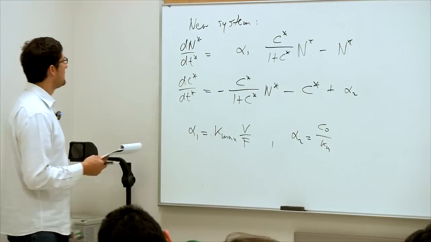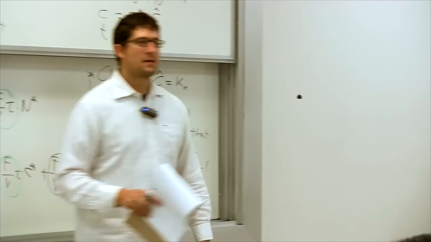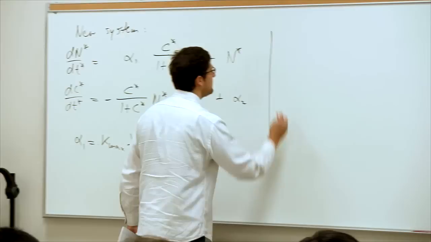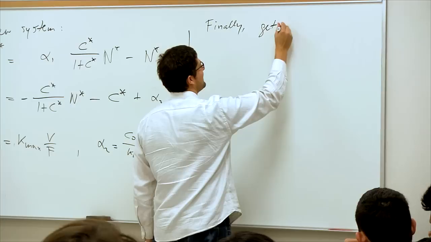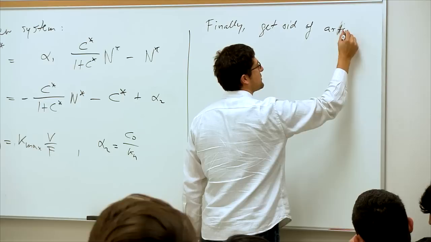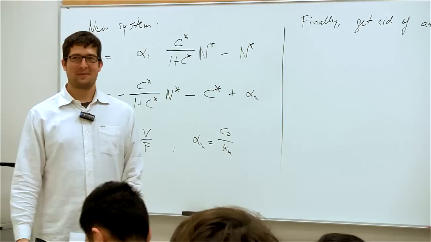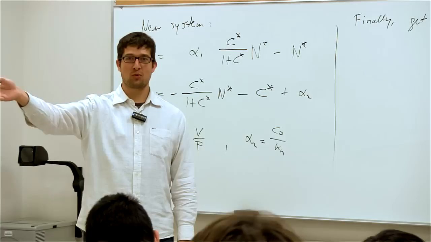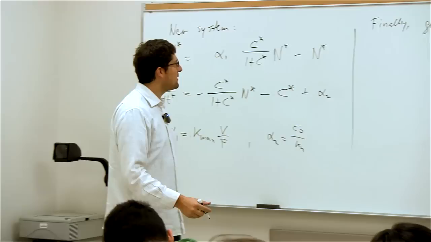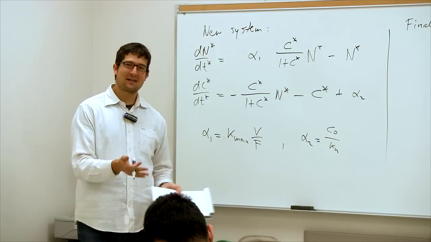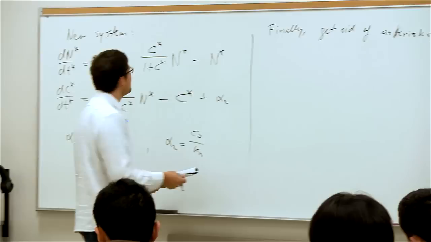Okay, and the last thing we're going to do is something a little bit sloppy. Get rid of the asterisks. Just don't write them. It sounds kind of shameless because we're basically going back to the original notation we had, N and C, right? But the idea is we'll remember that now we need to change the variables. So the asterisks are actually there, we're just not writing them. Make sense?